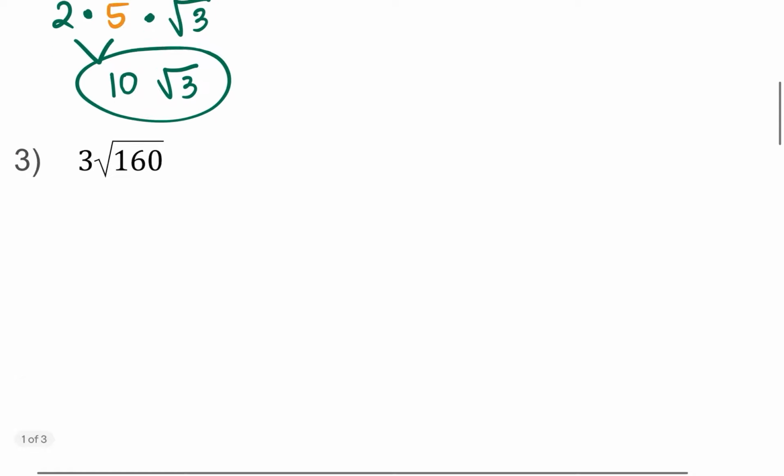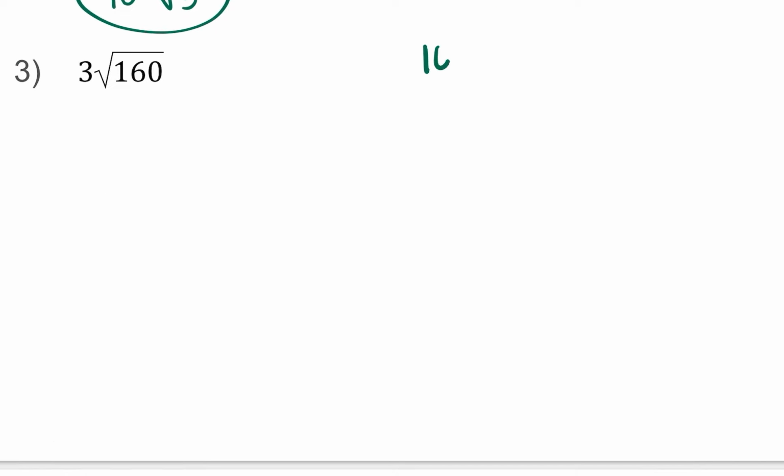Let us try number 3. So we've got 160. 160 is divisible by 4, and that would give us a 40. And 40 can be broken down into 4 times 10. 4 times 10 is 40. We can't split 10 with any other factors. I know you might say 5 times 2, but 5 is not a perfect square, 2 is not a perfect square, and there's no other factor. So therefore, we'll be using this set of factorization.